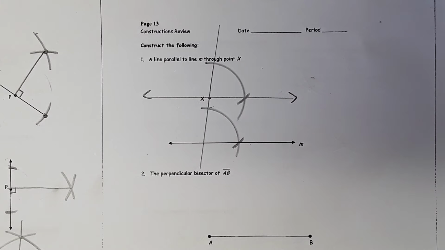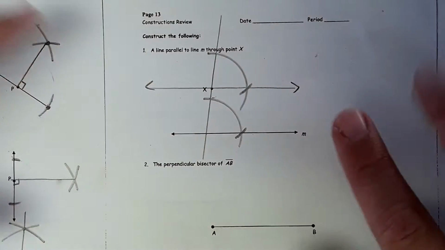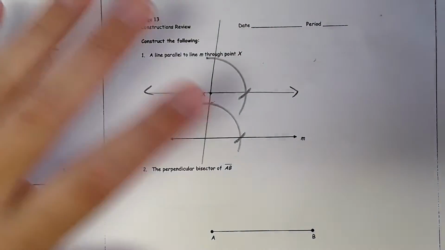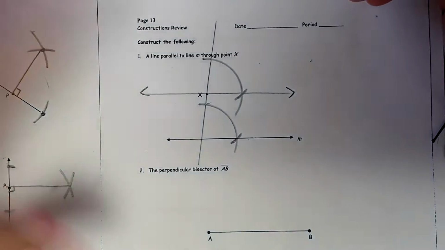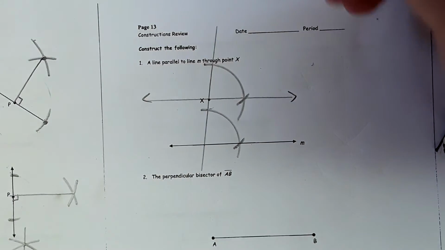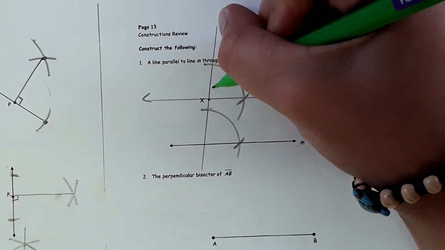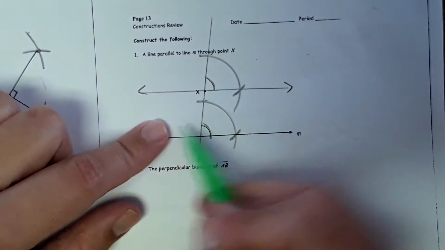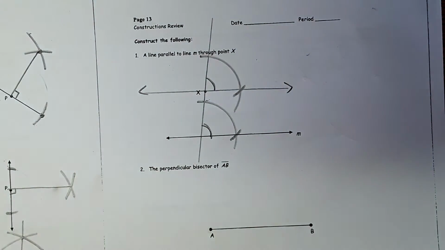Can we go through the steps again? This one shows up on standardized testing a lot. You won't actually have to make the parallel lines, but what they'll ask you is why does this construction work? And why are those lines parallel? And the reason why they're parallel is because this angle and this angle are the same measure, so therefore these lines are parallel.